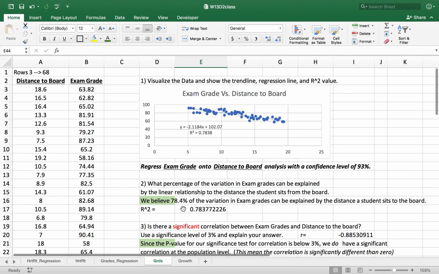All right, so that was a lot. That was our second example. Take a little break and we'll jump into the last example.